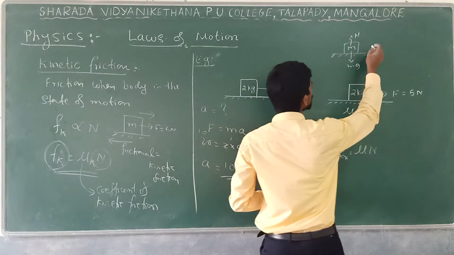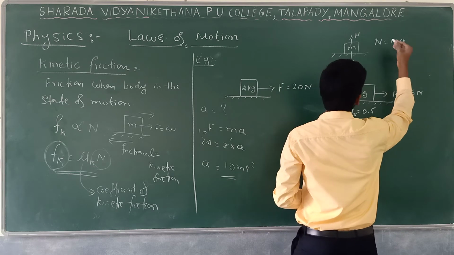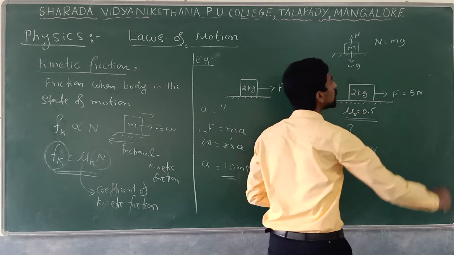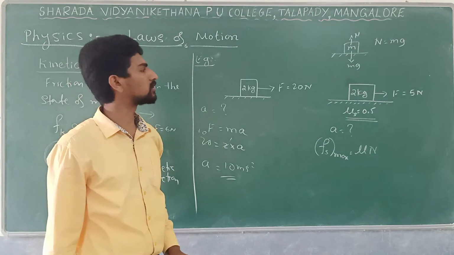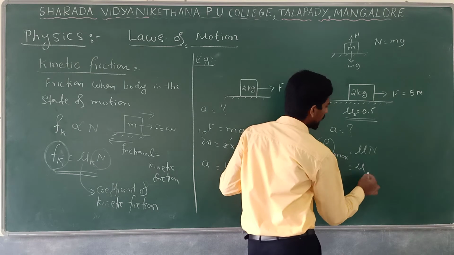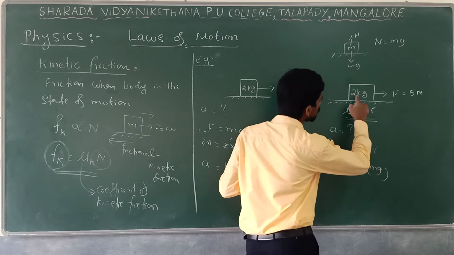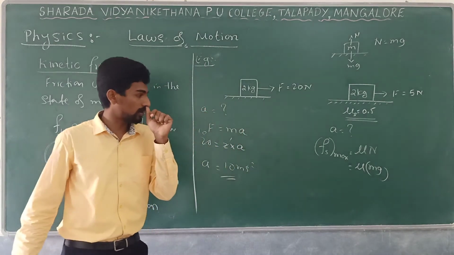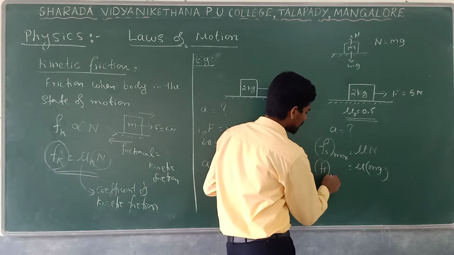Not moving in the vertical direction means the total upward force is equal to the total downward force. The total downward force is mg. So the upward force is equal to mg, correct? So in this case also N will be mg only. That is the value used for F maximum.